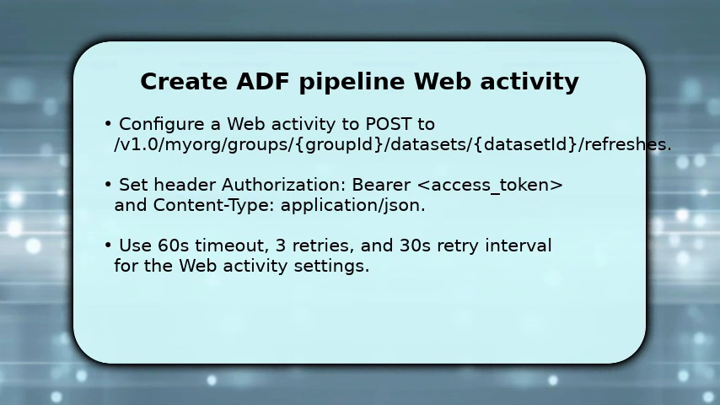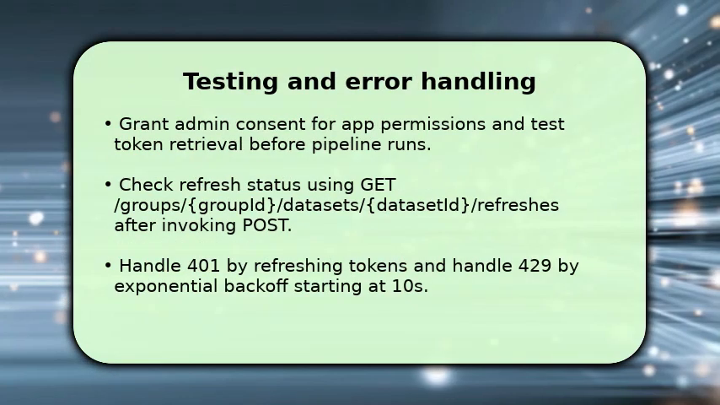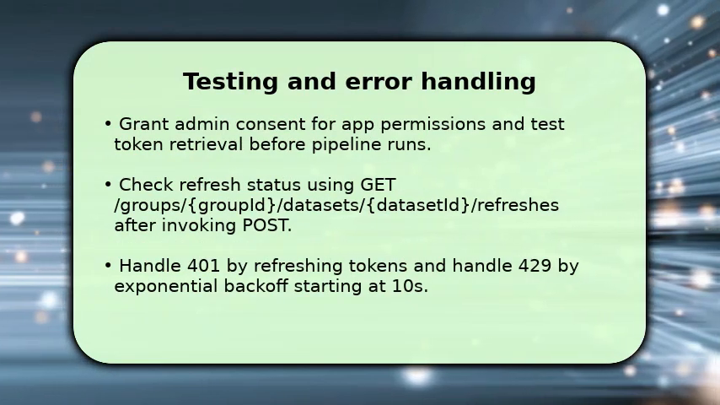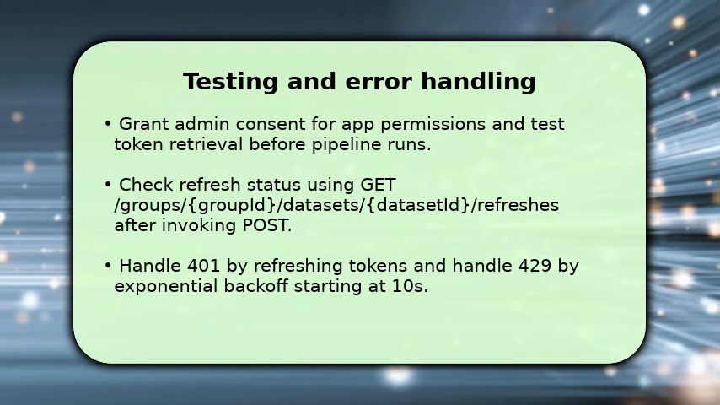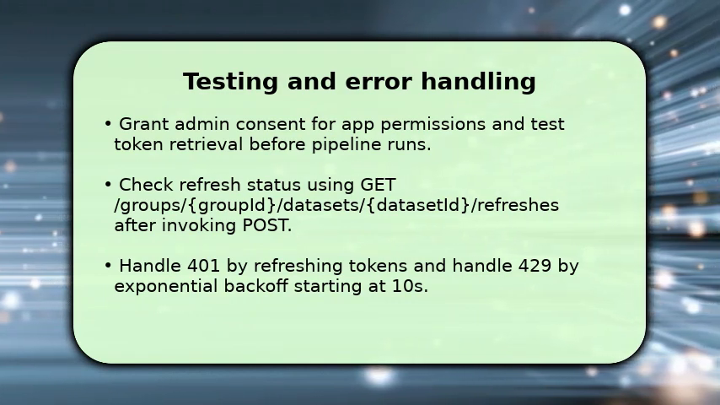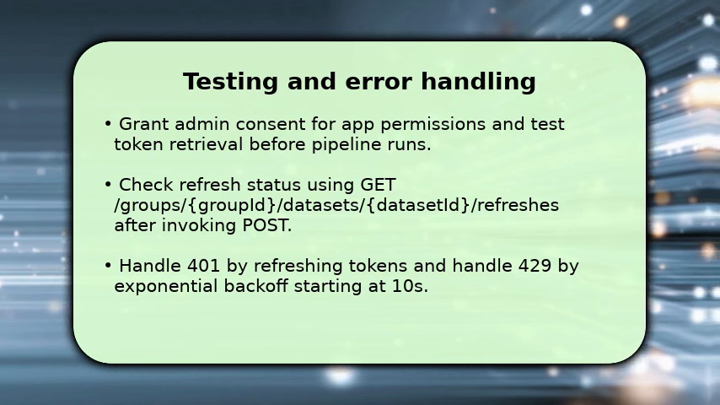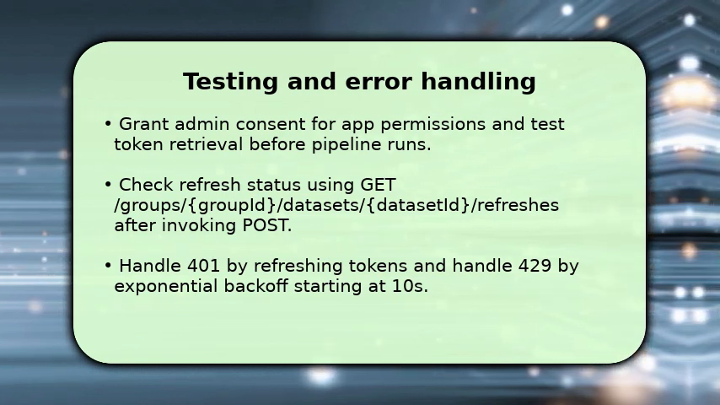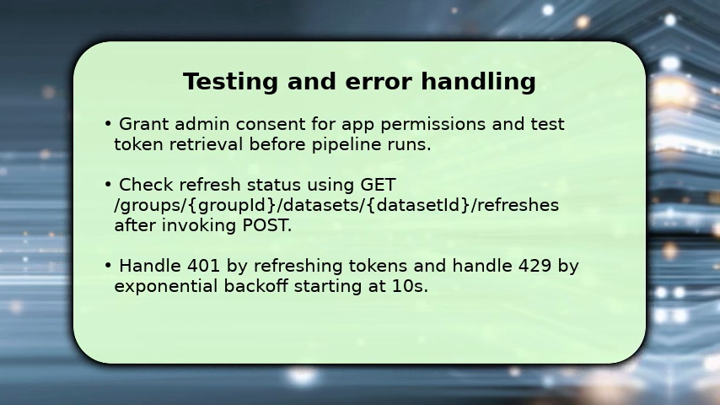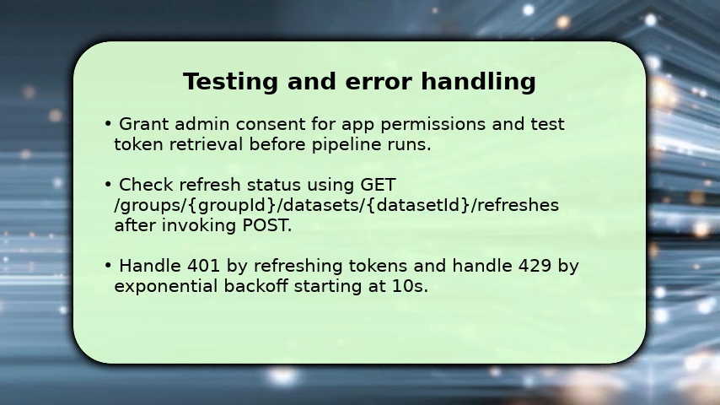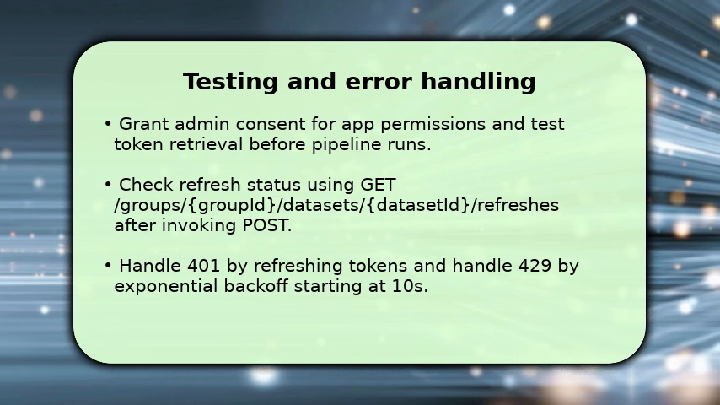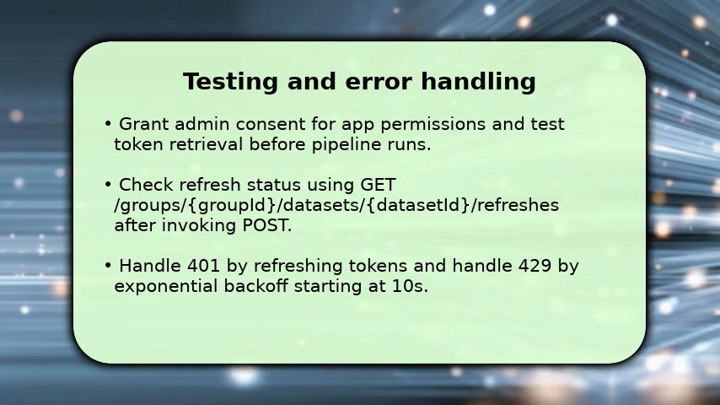Test the pipeline by triggering it manually and verifying a successful 202 or 200 response from the API. If you get 401 errors, confirm client secret validity and reissue the OAuth 2 token immediately. For 429 throttling, implement exponential backoff, starting at 10 seconds and doubling each retry until tolerance.